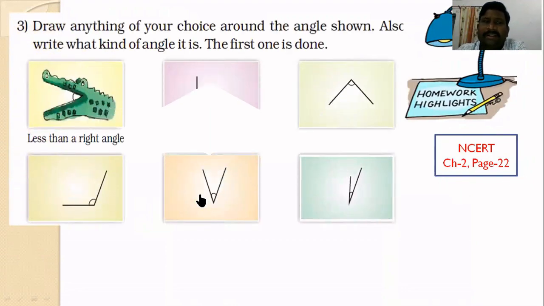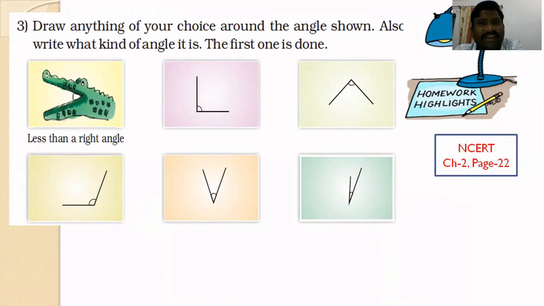Now homework. You have some homework with you. It is on page number 22. Look at this, what is there. Draw anything of your choice around the angle shown. Also write what kind of angle it is. Then the first one is done for you. You have to do what? You can make any shape like this. Crocodile, less than 90, open mouth.